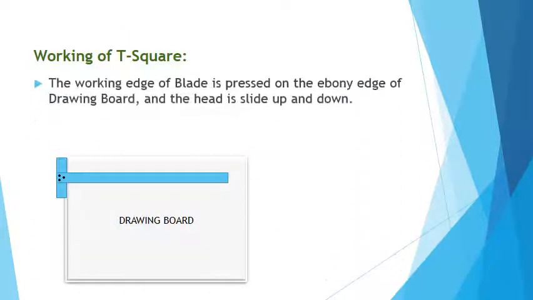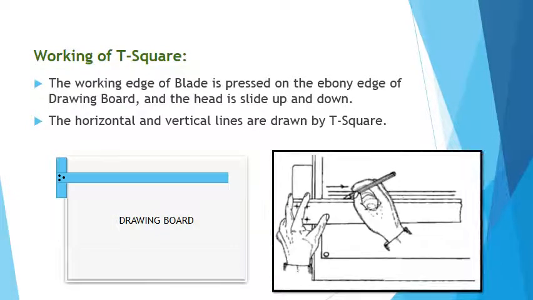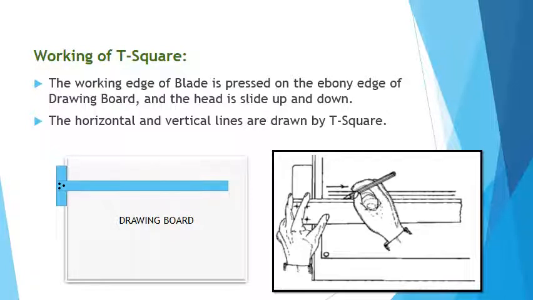Working of T-square. The working edge of the blade is pressed on the ebony edge of the drawing board and the head is slid up and down. The horizontal and vertical lines are drawn by the T-square. Here, as we can see in the right side figure, straight parallel horizontal lines are being drawn by moving the T-square, as shown in the animation on the left side.